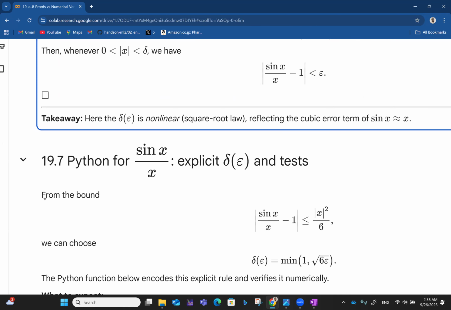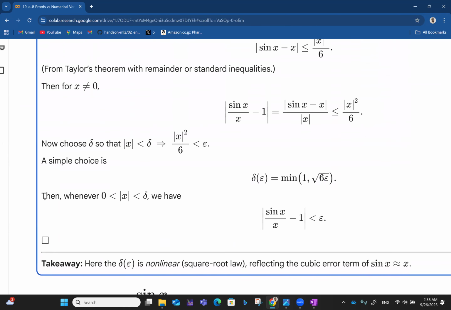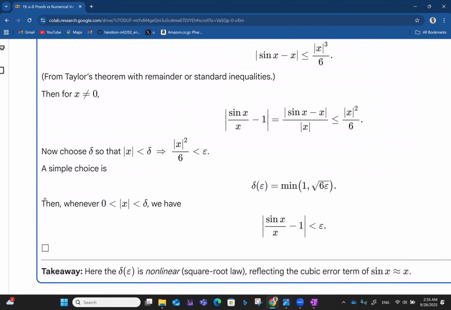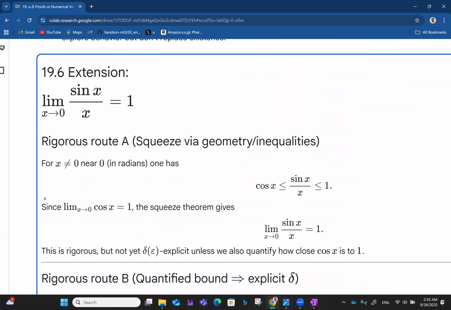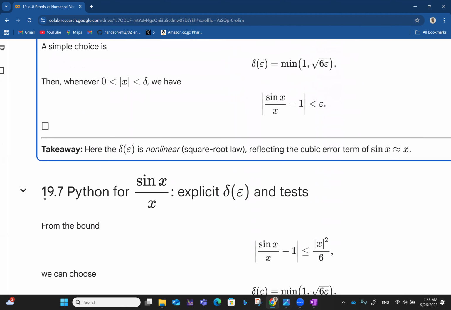So the takeaway from here is that the delta of epsilon is nonlinear, because there's a square root involved, as I explained on the other page. It reflects the cubic error term of sine x, which is approximately x. We truncate at the cubic term, so that's why we have a cubic error term in that situation. Okay, so that's the second rigorous route.